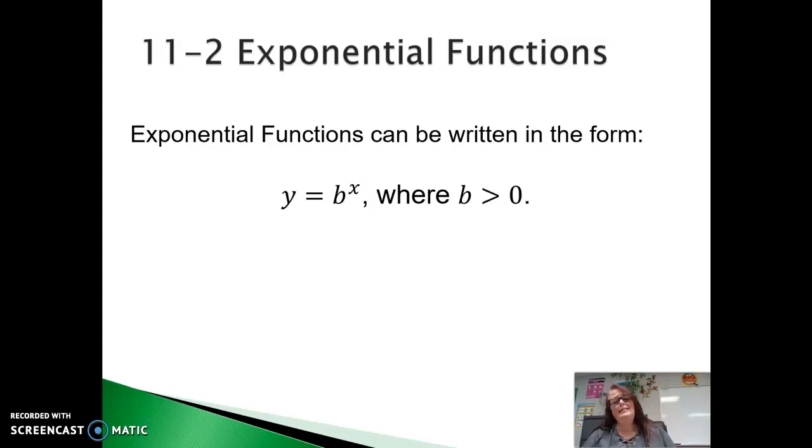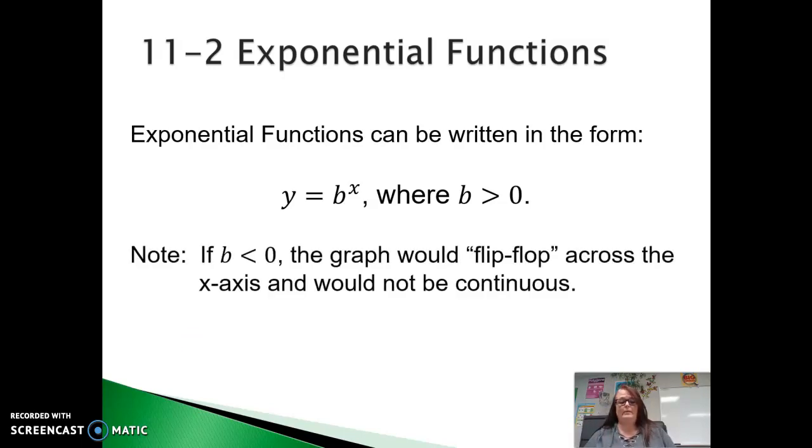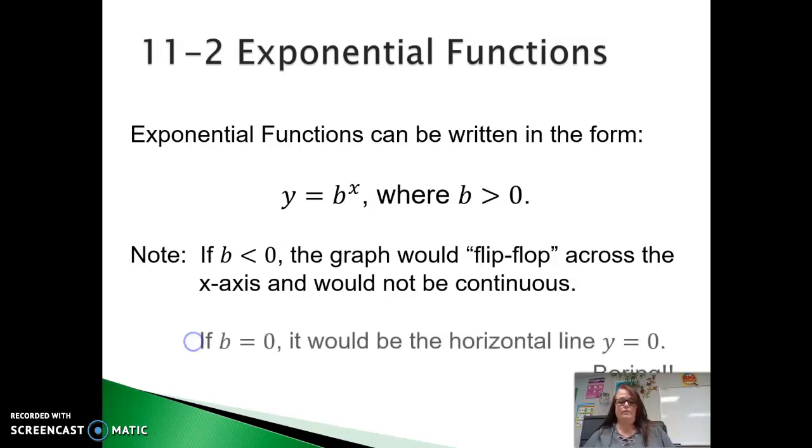So what makes this different is x is not my base, x is my exponent. And so it's the exponent that's changing while the base is staying the same, okay? So as I was saying, if b was less than 0, the graph would flip-flop across the x-axis and would not be continuous. And then also, if b was equal to 0, it would just be the horizontal line, y equals 0, and that's really boring.